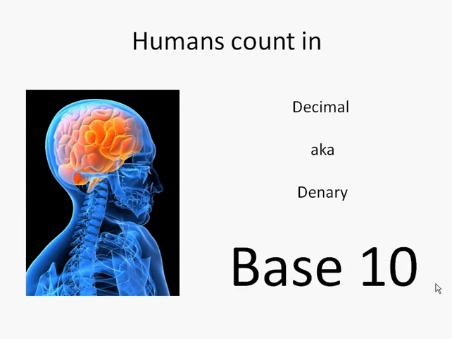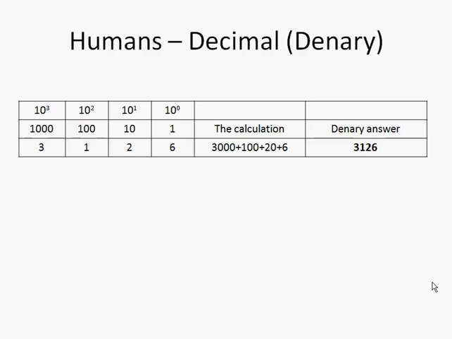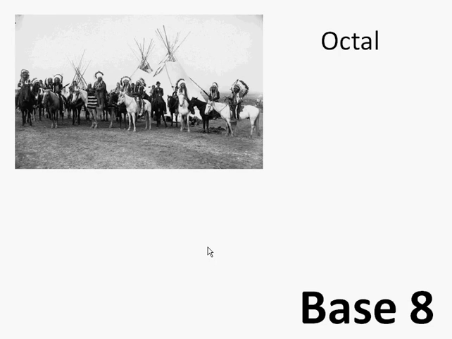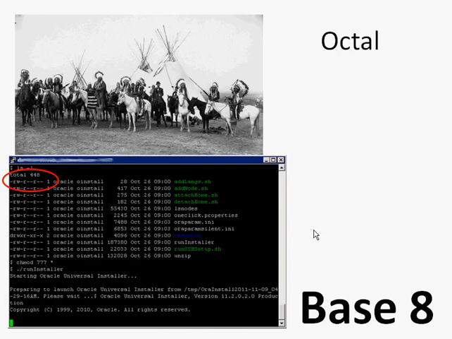So to help us understand octal, we need to remember our normal number system, decimal or denary, which is base 10, and we should remember from the last video how we arrive at answers in decimal and the base 10 number system. Octal is base 8. Where has it been used? Well, it was used originally in ancient times by the first Native Americans, and nowadays might be used in file permissions on Unix systems.